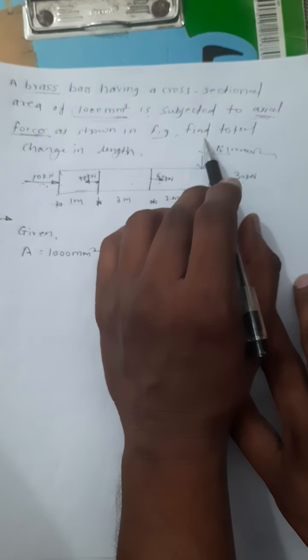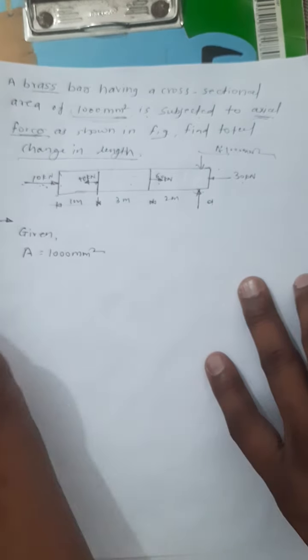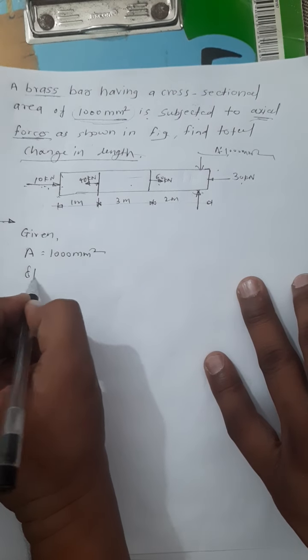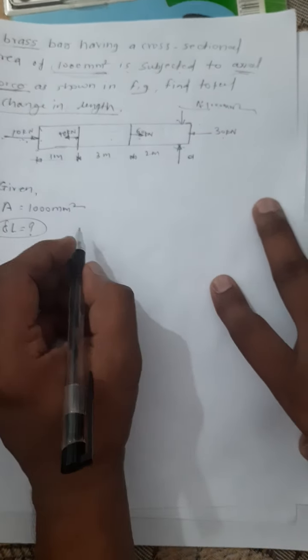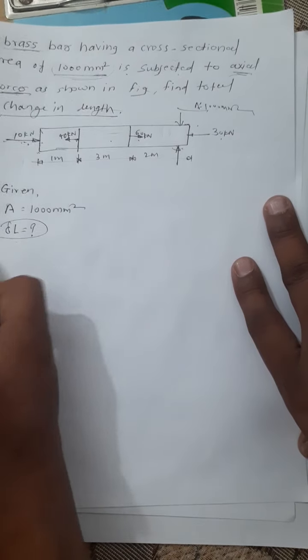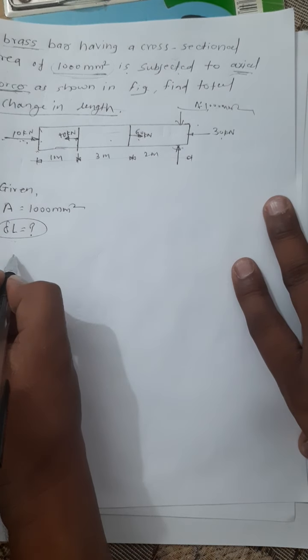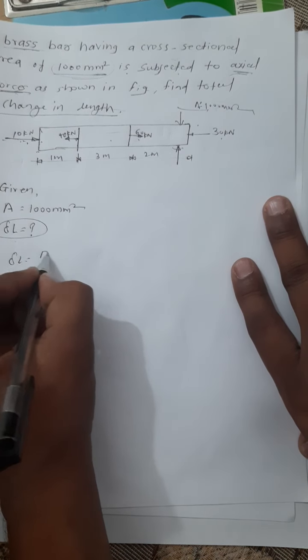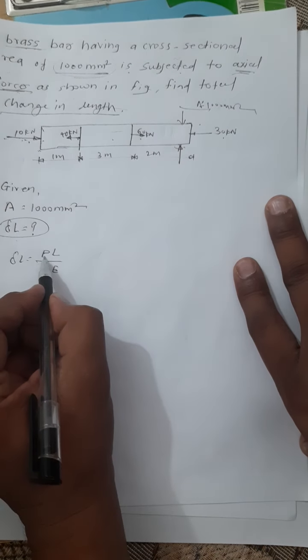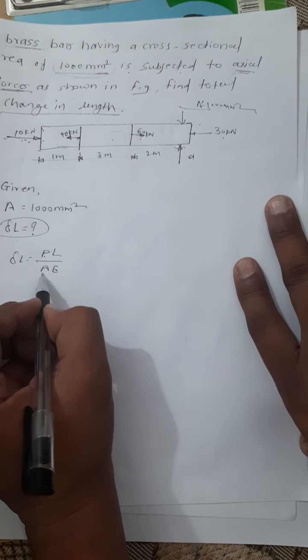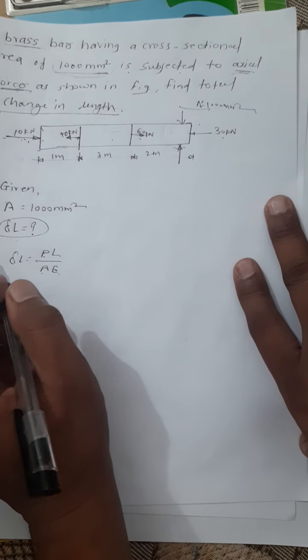So what do they want? Find the total change in length. Let's see how to solve this problem: calculate the change in length of this bar which is subjected to different forces. You know very well that change in length is PL upon AE, where P is force, L is length, A is area, and E is Young's modulus.